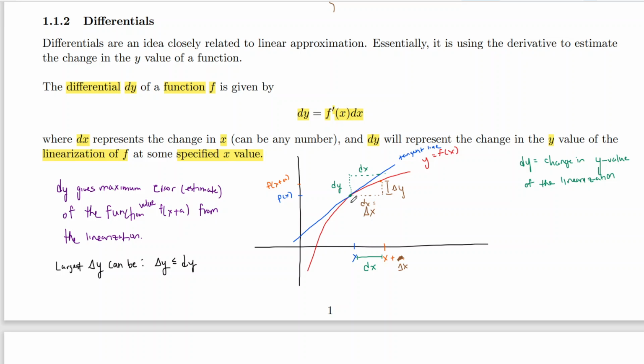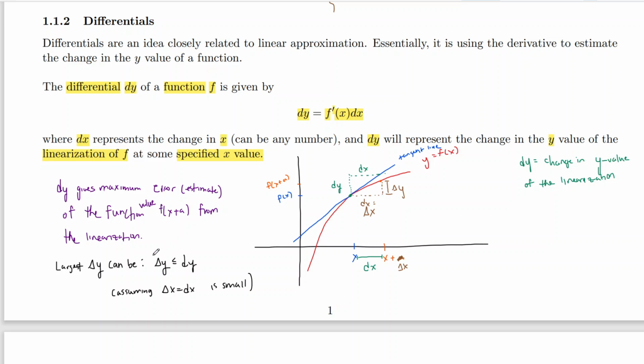Now, this does depend on the way it's drawn. I could have drawn it another way so it looks sort of like a parabola. Instead of going this way, it can go the other way. But the important thing you realize is when we're close, as long as dx is small, it's an estimate. So the largest delta y can be is dy, assuming delta x, which is the same as dx, is small.